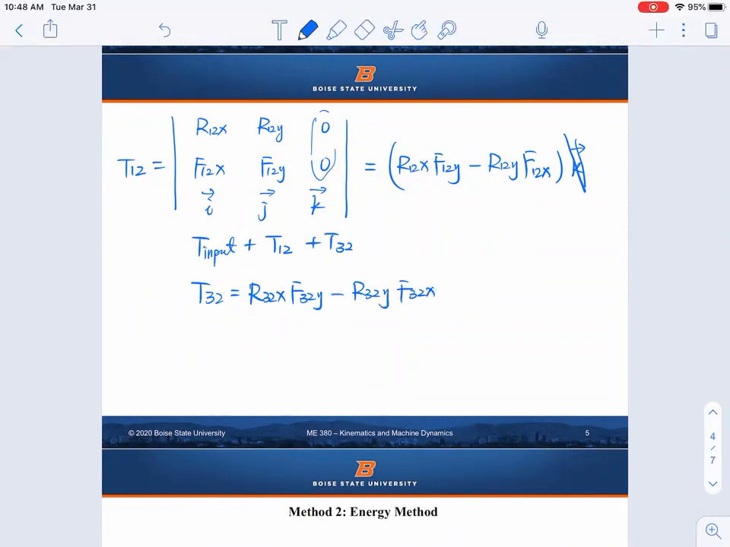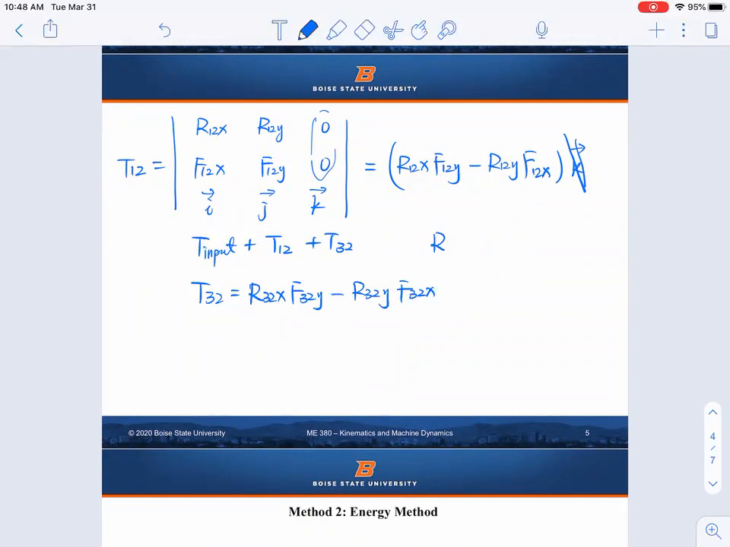F32X. So you're going to see a lot of equations for your force analysis. But the good thing is that most of the time you just copy and paste. You don't have to start from scratch again and again, okay? So this is your T32. And then we need to find the vector, right?